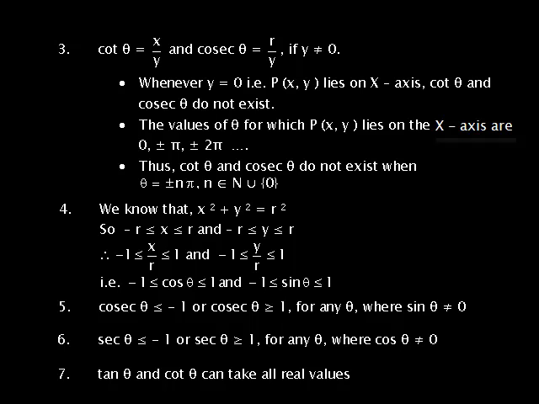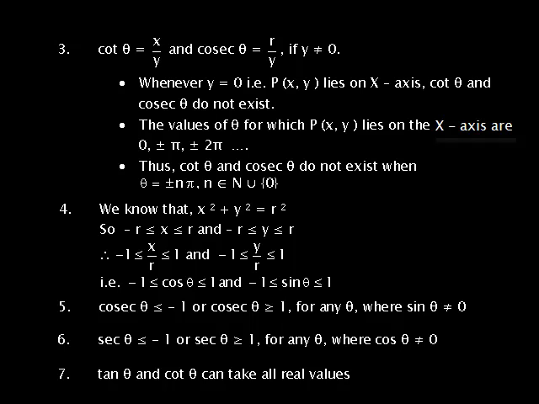That is, minus 1 less than or equal to cos theta less than or equal to 1, and minus 1 less than or equal to sin theta less than or equal to 1 for any theta. That is, the values of sin theta and cos theta always lie between minus 1 and 1. Both the values are inclusive.